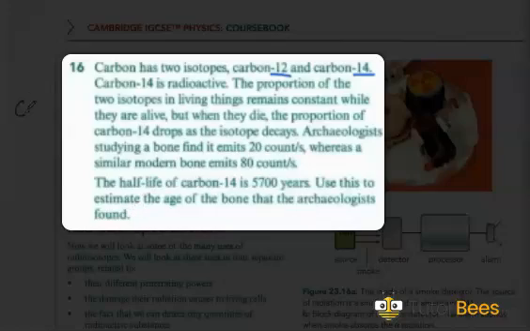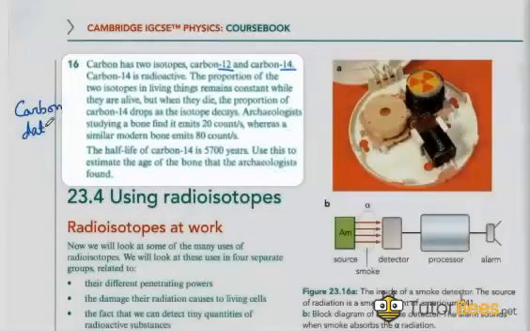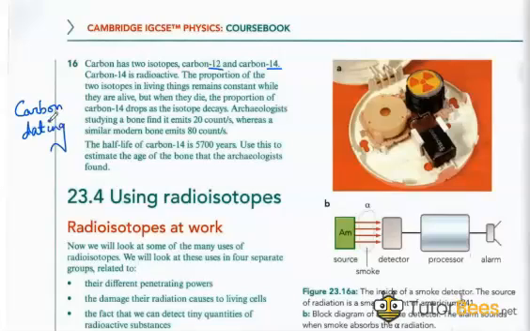This is known as carbon dating. Through this method, we can find out how old the specimen is. For example, you would have seen that if a skeleton or some bones are found, then the archaeologists are able to estimate how old this specimen is.